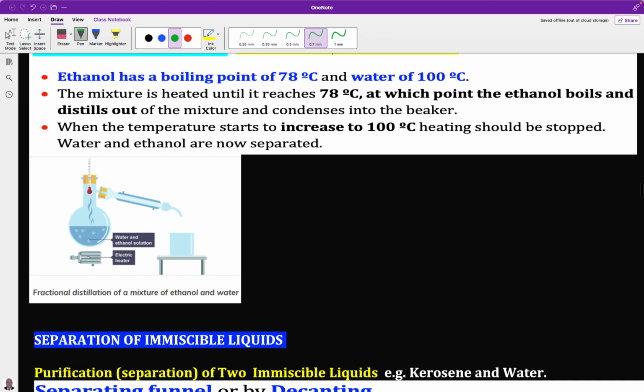Remember, it is more advisable to use an electric heater because ethanol is flammable. If we use a Bunsen burner here, the ethanol that is released as distillate and collected in the beaker can catch fire because it is so flammable. So it is preferable to use an electric heater because ethanol is flammable. That is a simple fact.